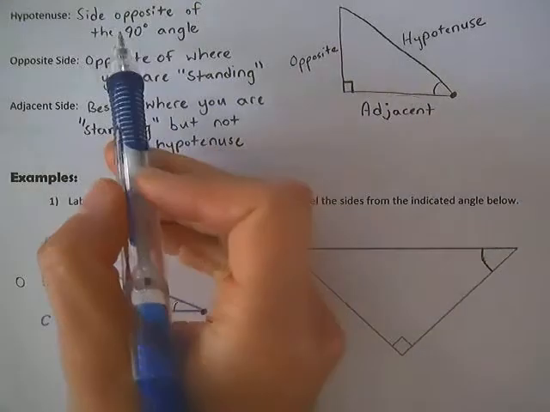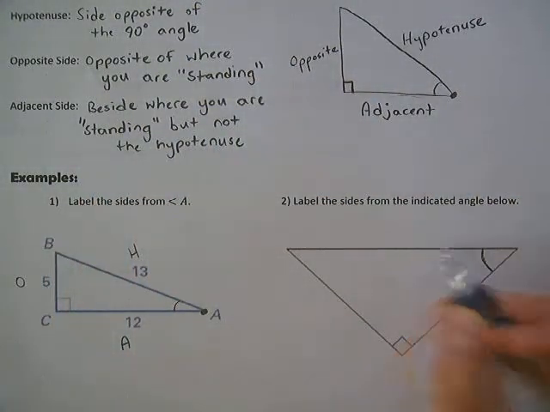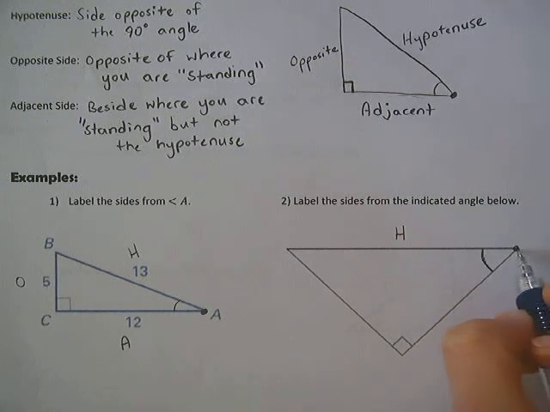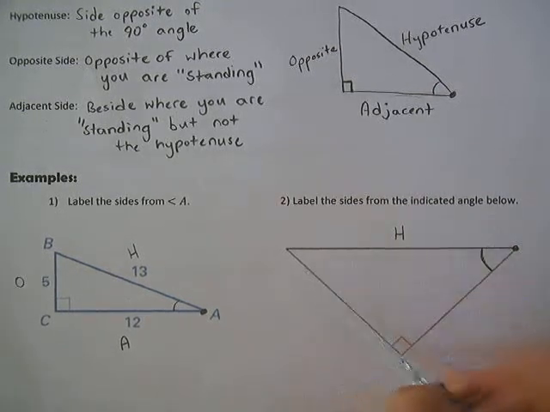Remember, the hypotenuse is the side opposite of the 90-degree angle. So the side that's opposite of my 90 would be right here, so that's my hypotenuse. The side that is opposite of where you're standing. So this would be technically where I'm standing. Which side is opposite of this angle? Well, the side that this does not touch would be this side right here.